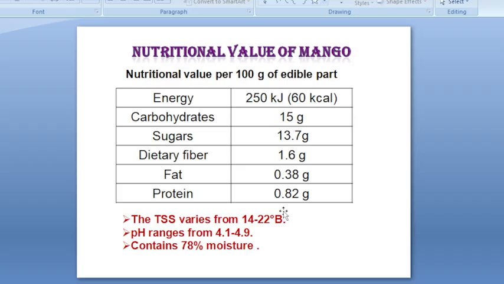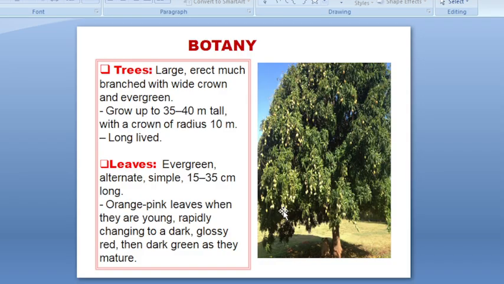Per 100 gram contains 250 kilojoules, or 60 kilocalories, of energy and carbohydrates. It also contains proteins. If we consider the sweetness, or TSS, total soluble solids, it may vary from 14 to 22 degree Brix, and it contains 78% moisture.